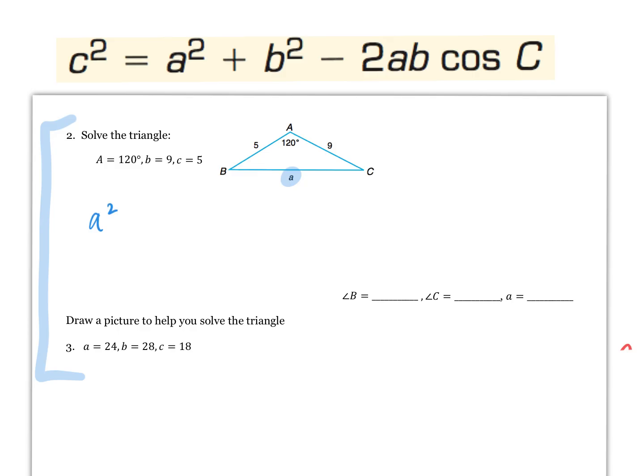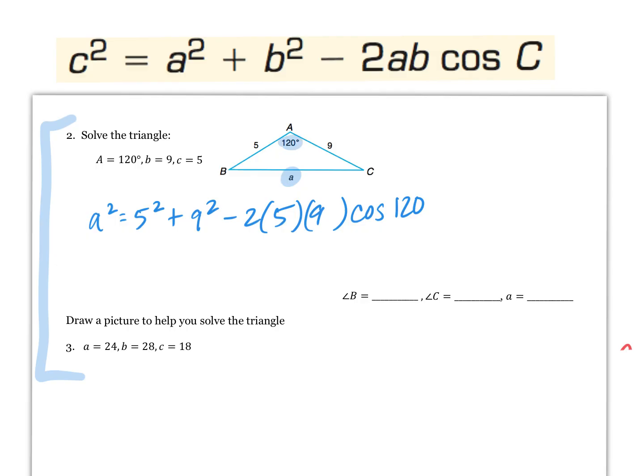So we have A squared equals, what are my other two sides squared? 5 and 9. And then we've got minus 2 times 5 and 9, and the angle that goes with side A is 120.